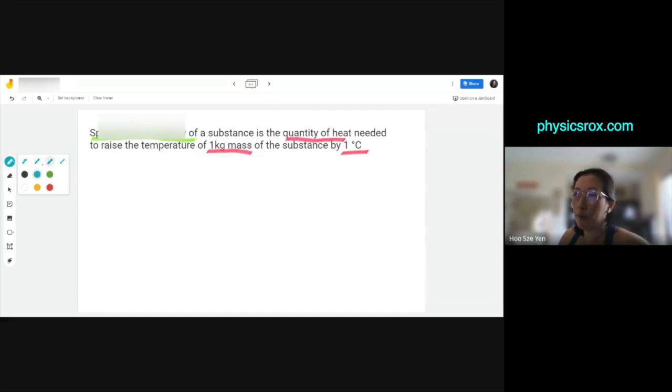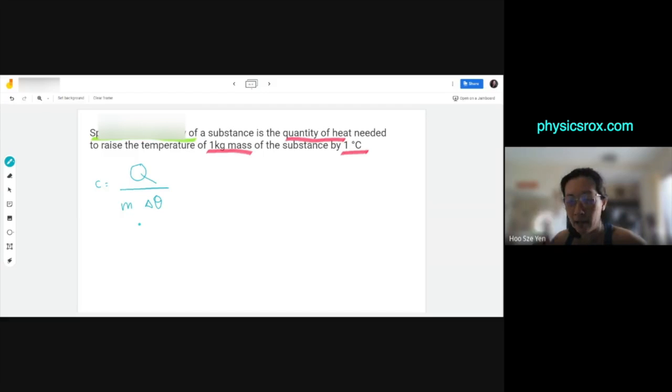So again, you look at the formula. Specific heat capacity is C. It is the amount of heat energy for every 1 kg mass, every 1 degree Celsius. That's the formula. The definition follows the formula. Can you all follow so far? I don't expect you to understand yet, but can you follow?